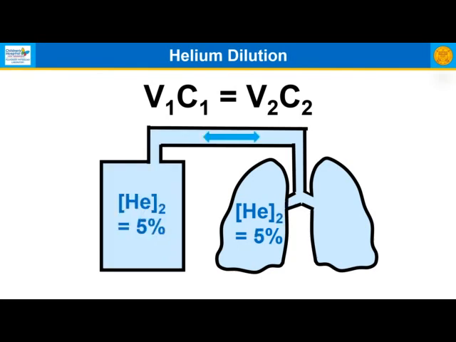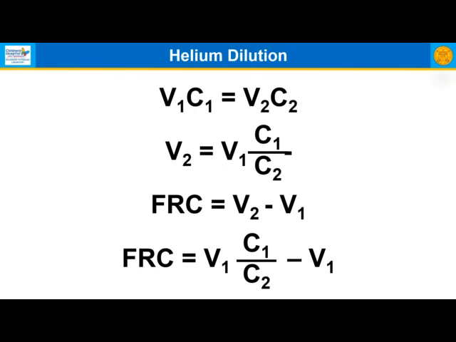So we open up the system and we let helium equilibrate throughout the system. And then volume 1 times concentration 1 equals volume 2 times concentration 2. So volume 2 equals volume 1 times the first concentration divided by the second. Now remember that volume 2 is the spirometer plus FRC, so you need to subtract the spirometer volume to get FRC. And so this would be the formula.